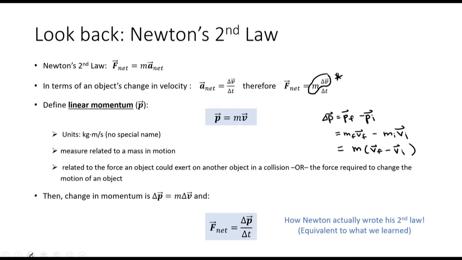Actually, this is how Newton wrote his own second law. I know we learned it F net equals m a net, but if you go back and read his original manuscripts, which I'm sure you are all just dying to do, he wrote his second law in terms of F net equals delta p over delta t.